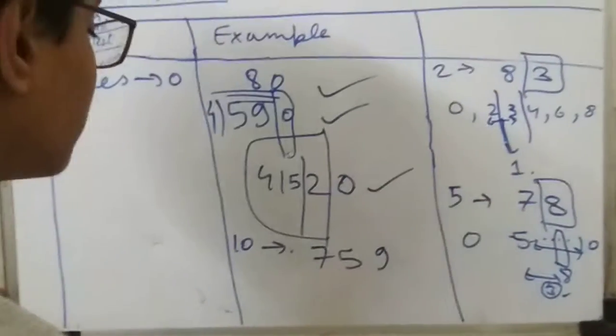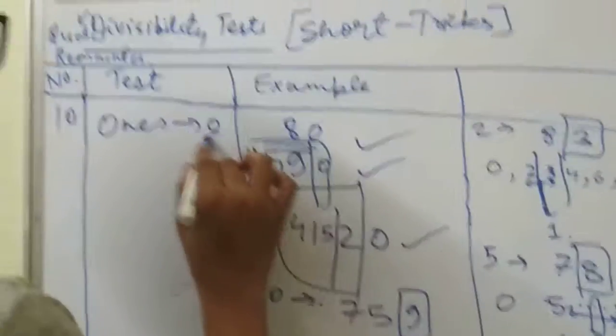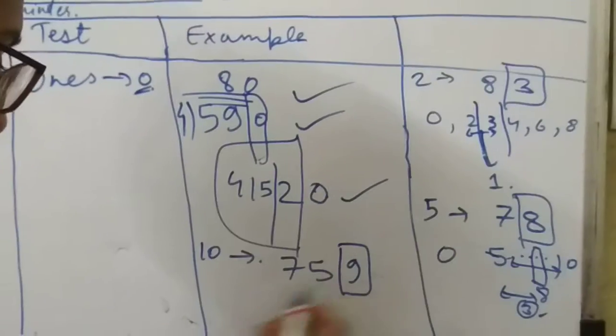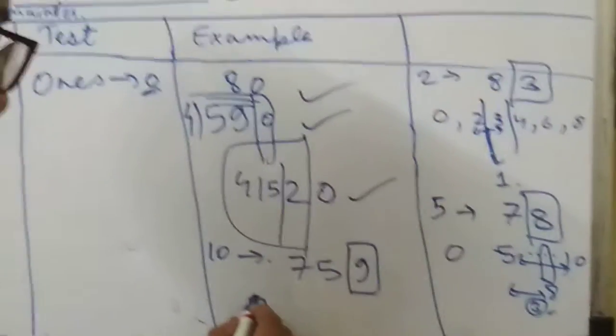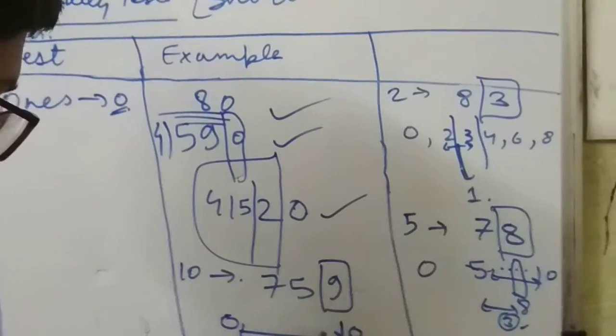759. Now what about this? Focus only on the unit digit, because the test says only the unit digit matters. Here the unit digit is 9. Now if you see 0, only we need 0, so you can take a preference as 0 and next is 10. Now here it is just here. That means, what is the remainder?